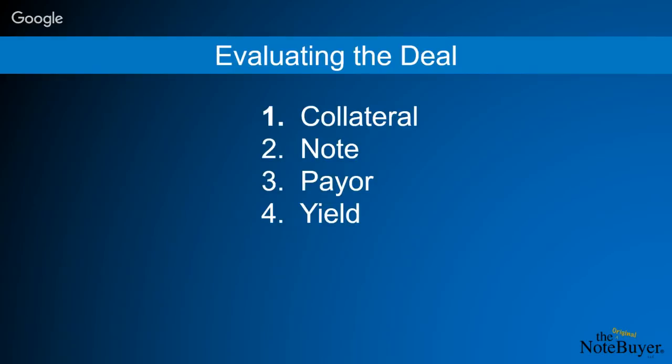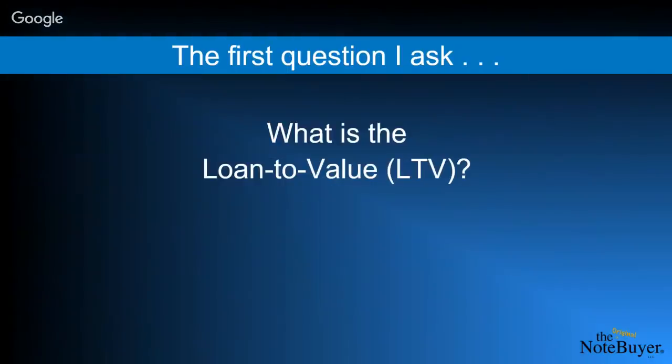So sorry about that. So we're going to look at the collateral, we're going to look at the note, and we're going to look at the payor. And last but not least, we want to check and see what the yield would be. If you're holding it, you want to know, is it the kind of return that you want? Or if you're going to flip it, can you make enough money to flip it? So let's walk through each one of those items.